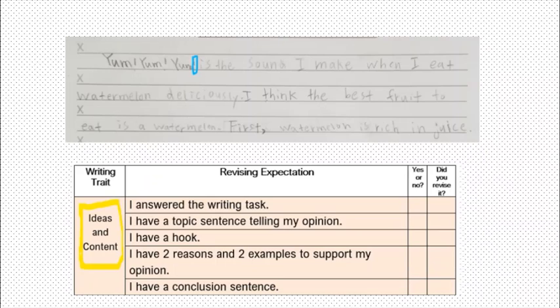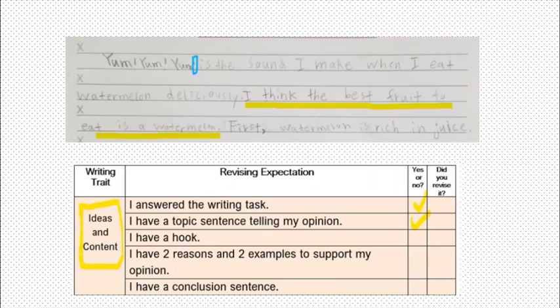All right, so let's look at the revising checklist. And see, did he answer the writing task? Is he writing about his favorite fruit? Yes. Does he have a topic sentence telling his opinion? Yes, here it is. I think the best fruit to eat is watermelon. So this is his topic sentence, which means the main idea of his paragraph. So everything he's writing is about this main idea, his topic sentence. Yes, he has a topic sentence.